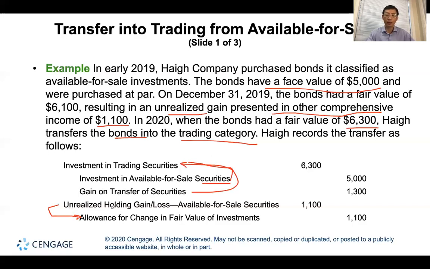debit unrealized holding gains available for sale securities. This unrealized holding gains is for available for sale security. Now we will finish this one and transfer into the net income, credit allowance for change in fair value of investment. This is for trading security. So debit unrealized holding gains available for sale security, credit allowance for change in fair value investment.